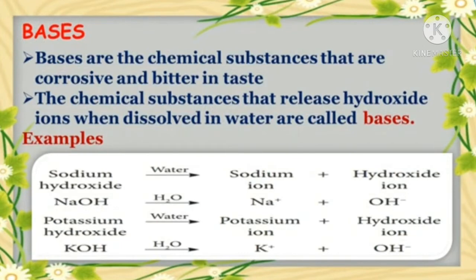Bases. Bases are chemical substances that are corrosive and bitter in taste. The chemical substances that release hydroxide ions when dissolved in water are called bases. For example, sodium hydroxide, NaOH. It reacts with water to form sodium ion, Na+, plus hydroxide ion, OH-. Another example, potassium hydroxide, KOH. It reacts with water to form potassium ion, K+, plus a hydroxide ion, that is OH-.